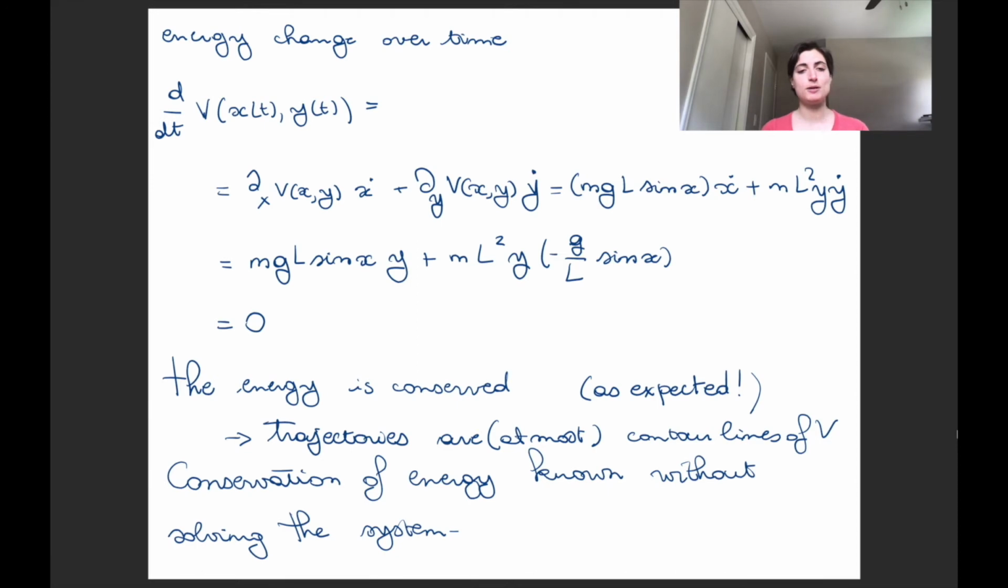Notice that the conservation of energy is known without ever solving the system. We have constructed a function V of x and y that doesn't depend strictly on our ODE system, but because we know that it is conserved over time, we have information about the solutions. This is why this is called a direct method. It doesn't need to first compute the solutions and then have some information. We can immediately have some information on the results.